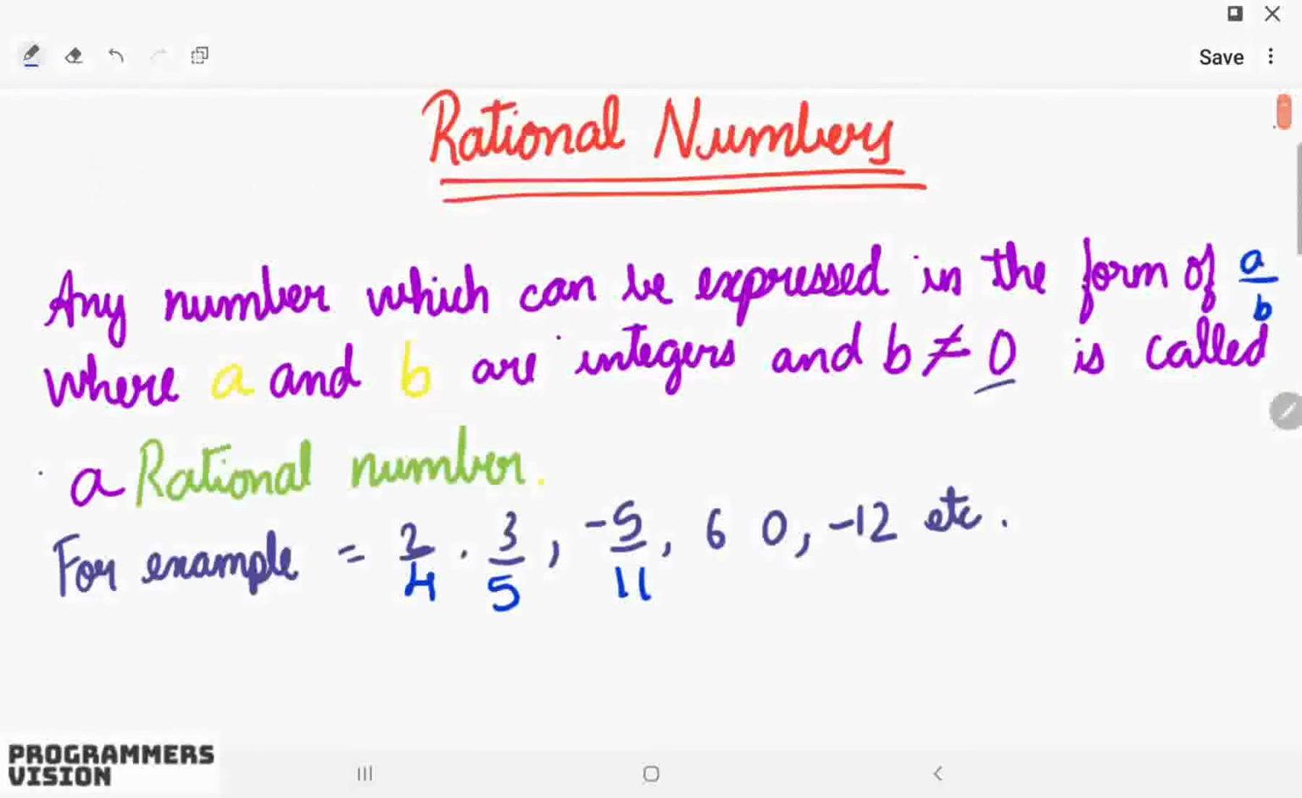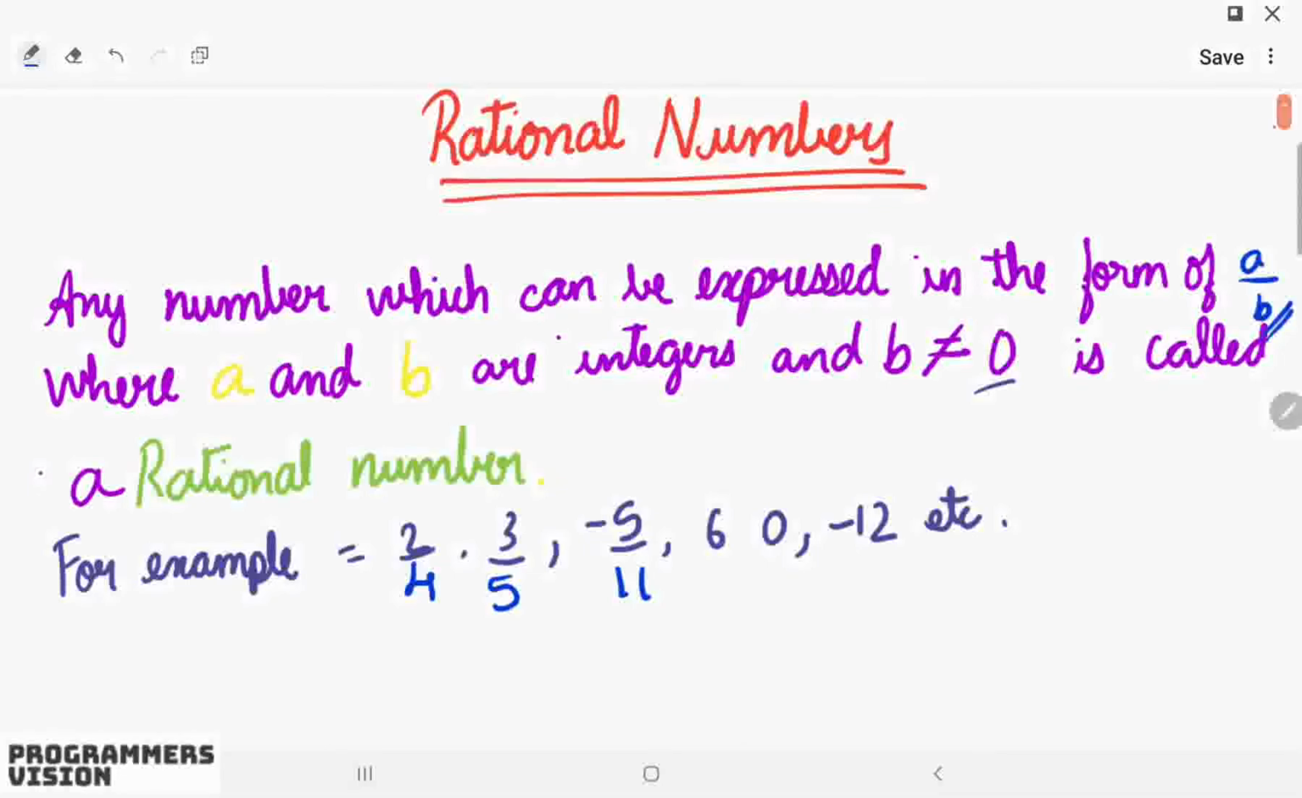Now finally, any number which can be expressed in the form of a by b, where a and b are integers and b should not be equal to 0, is called a rational number. Example: 2 by 4, 3 by 5, minus 5 by 11, 6, 0, minus 12, etc.